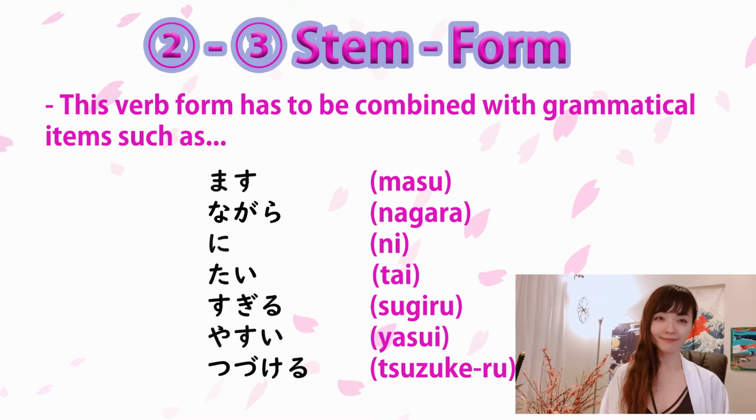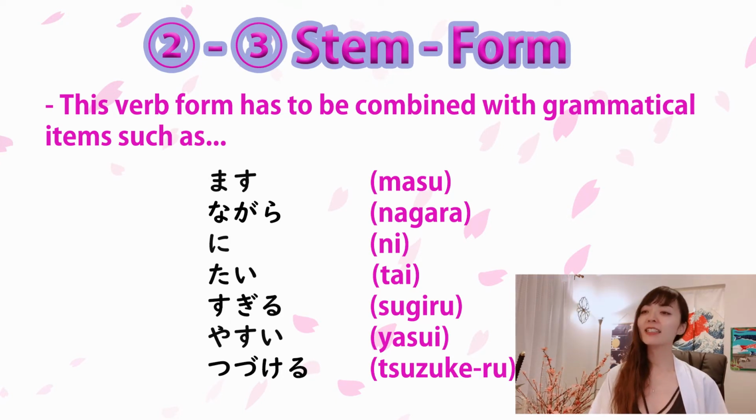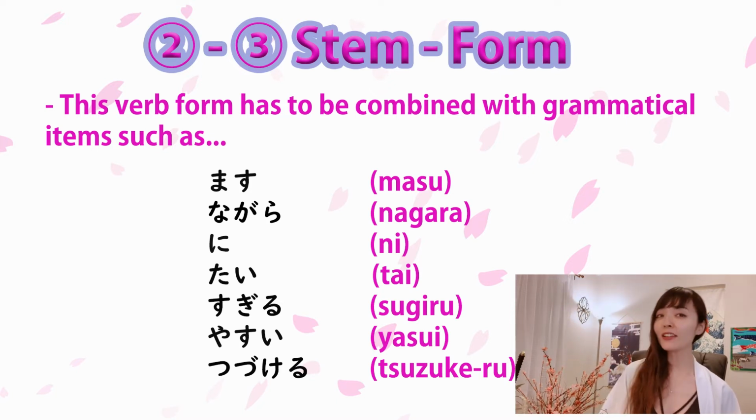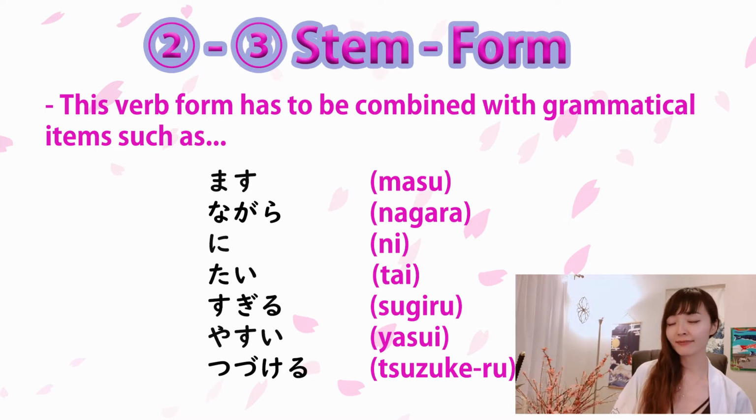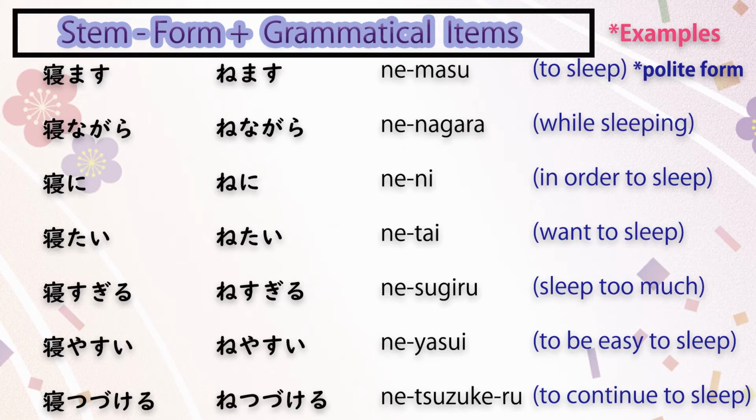Stem form. This verb form has to be combined with grammatical items such as ます、ながら、に、たい、すぎる、やすい、and 続ける。I'll show you some examples. Stem form plus grammatical items. Examples.